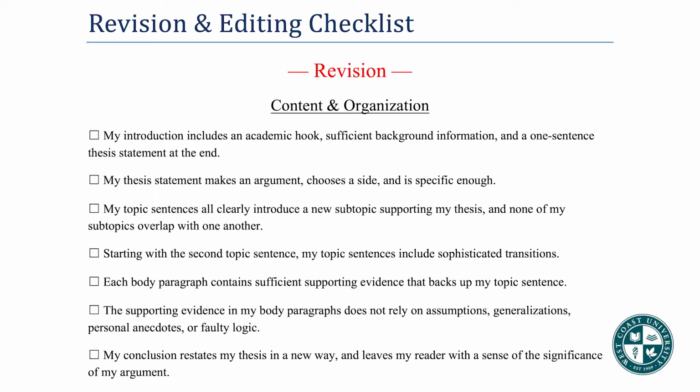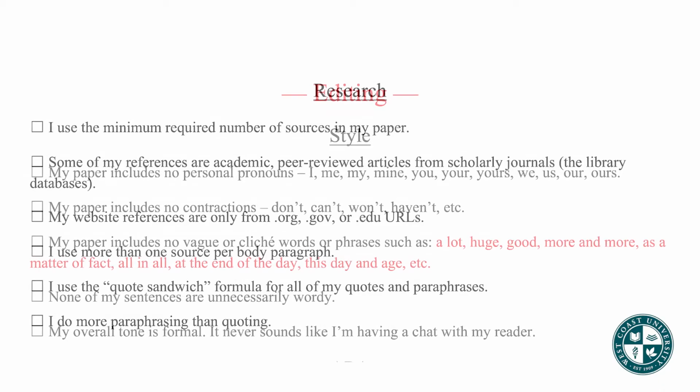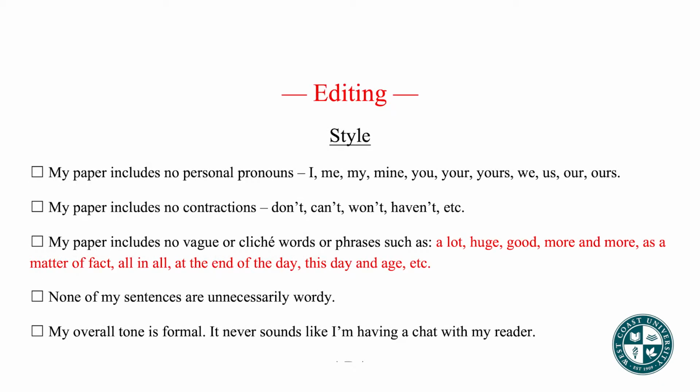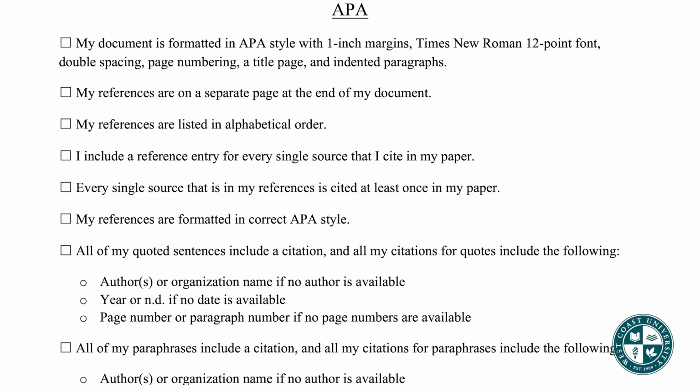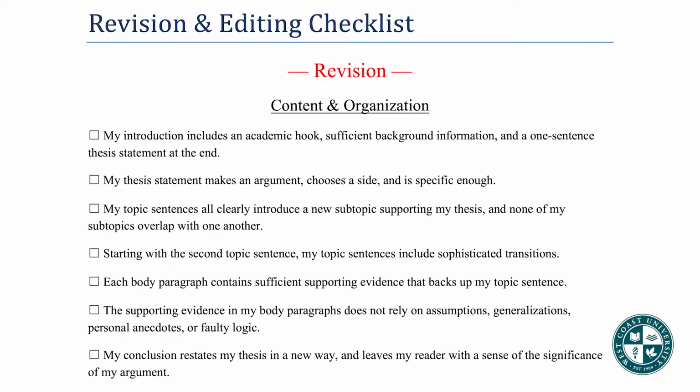Now, I've created a handy dandy revision and editing checklist that you can use to make sure that you have covered all of your bases. So let's have a close look at this checklist. Here it is, our revision and editing checklist, which touches upon things we've discussed in all of the video lessons throughout this writing process series, as well as the APA series, the academic research series, and the writing with a formal tone series. Let's start by looking at just the revision portion, since you'll be working on revision first.